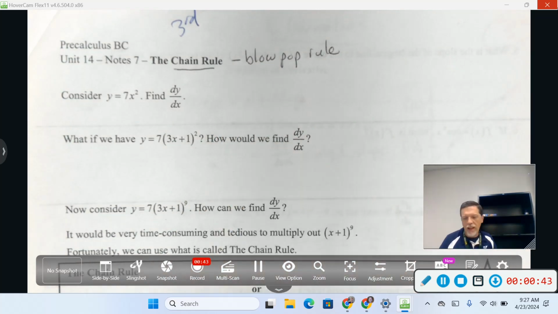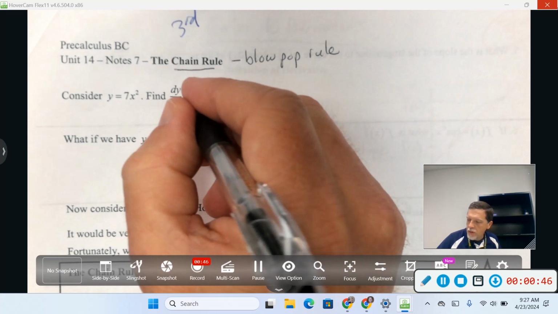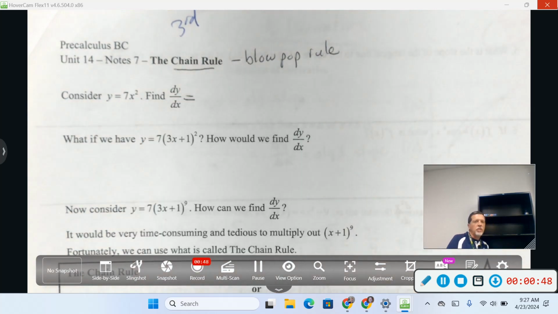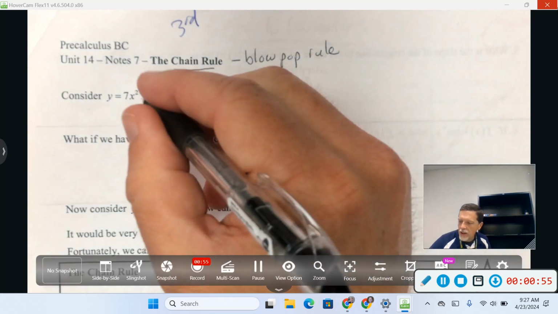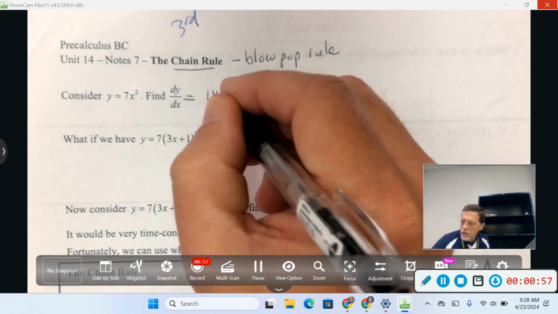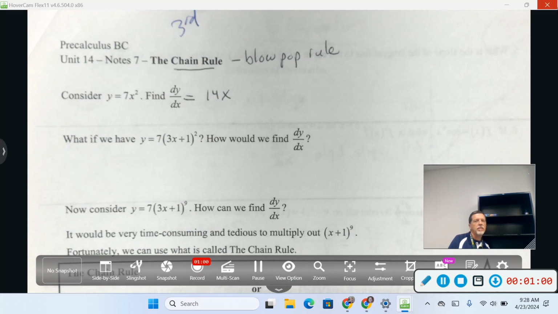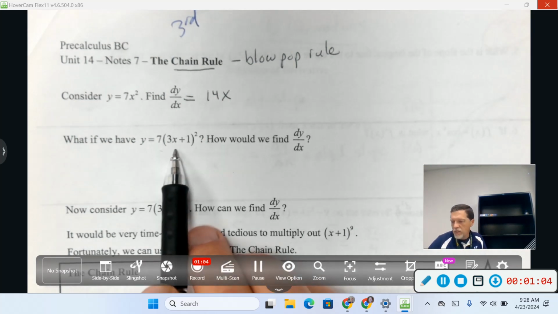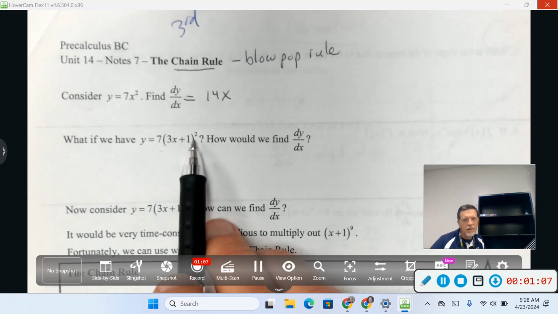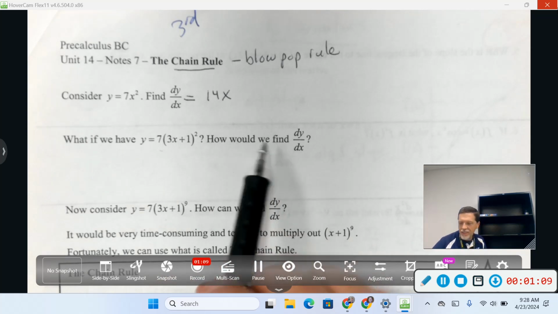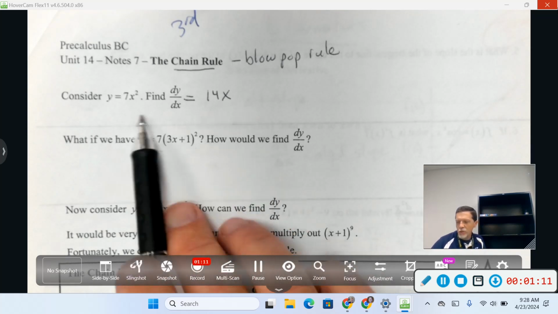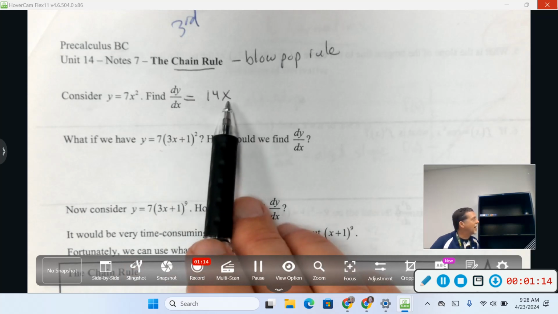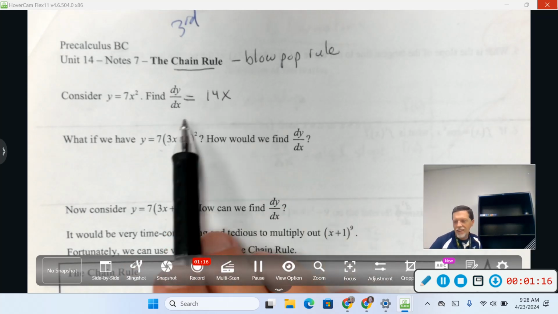We'll talk more about that in a moment. Let's just start with an easy one here. So the derivative of 7x squared is... I don't have my popsicle sticks, so what's the derivative of 7x squared? 14x. Right? Bring the 2 down, decrease the power by 1, 14x. Now, if we had 7 times (3x plus 1) squared, how would we find dy dx? Because that rule that we just used, this is more complicated than that.